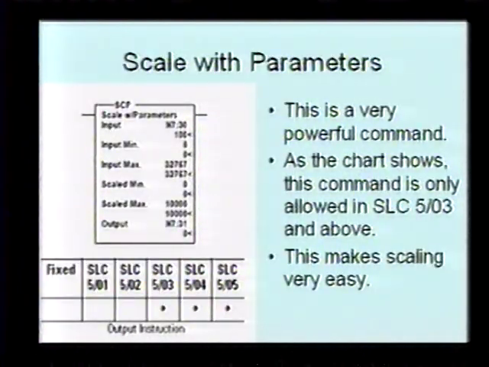A scale with parameters instruction. This is a very helpful, powerful command. As this chart illustrates, this command is only allowed in the SLC 503 and above. This makes scaling extremely easy. And again, this can be used in the AB1200 as well. So in the scaling parameters, you've got this value, input N7:30. Its minimum value is 0. Its maximum value is 32,767. It's scaled from 0 to 10,000, and it's stored in N7:31.